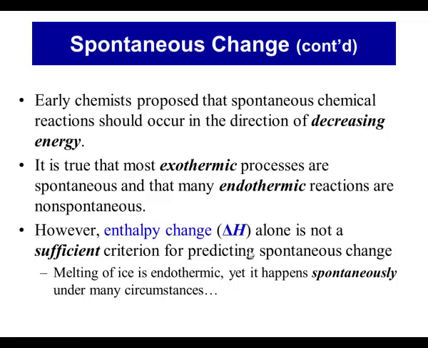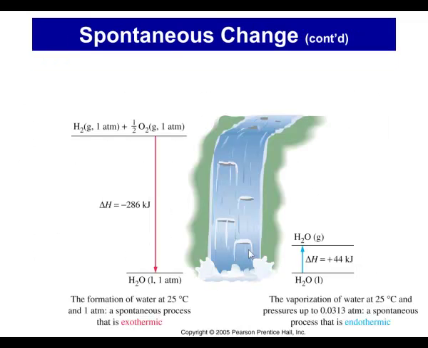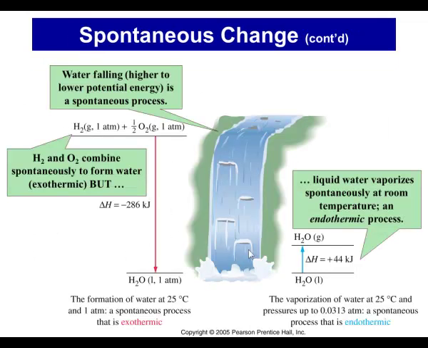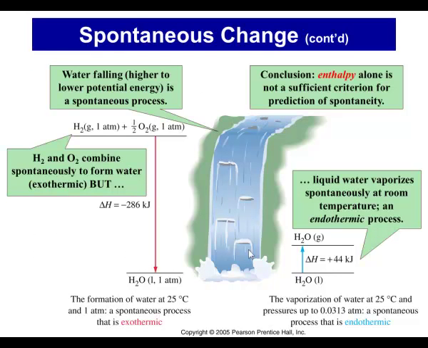Ice melting at a temperature above 0 degrees C at 1 atmosphere is a spontaneous process, but it is also endothermic. So clearly, spontaneous and endothermic are not mutually exclusive. And this is a slide showing that same idea. Reactions like the combination of hydrogen and oxygen, the elemental forms, to produce water. That reaction is quite spontaneous. Just give it a little spark and it will go like mad.